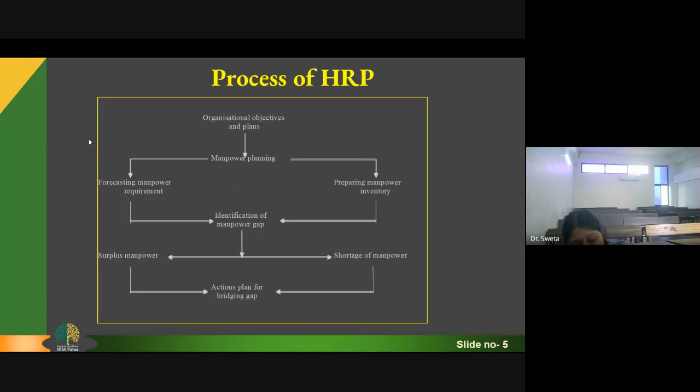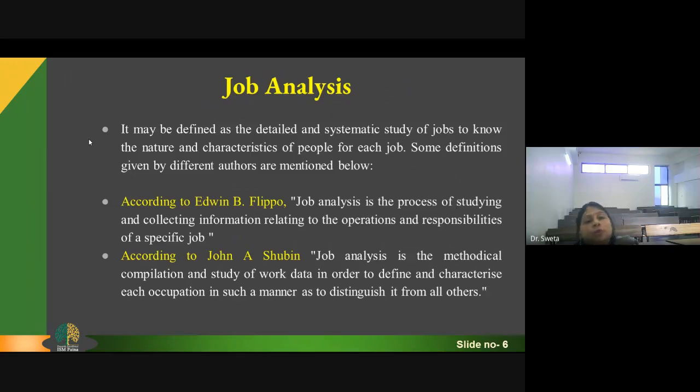And in case we have a shortage of manpower, definitely we will go for the recruitment process. We will go for hiring candidates in our organization. Before hiring, we need to prepare the job description and job specification for advertisement purposes. So we will be discussing the job analysis concept. Job analysis may be defined as the detailed and systematic study of jobs to know the nature and characteristics of people for each job.